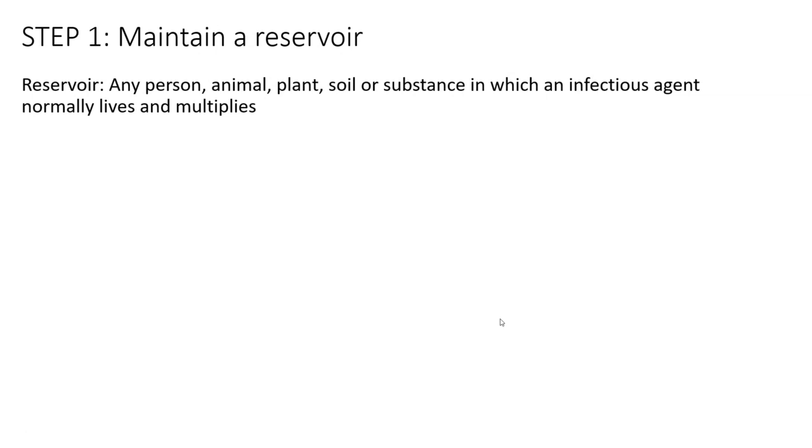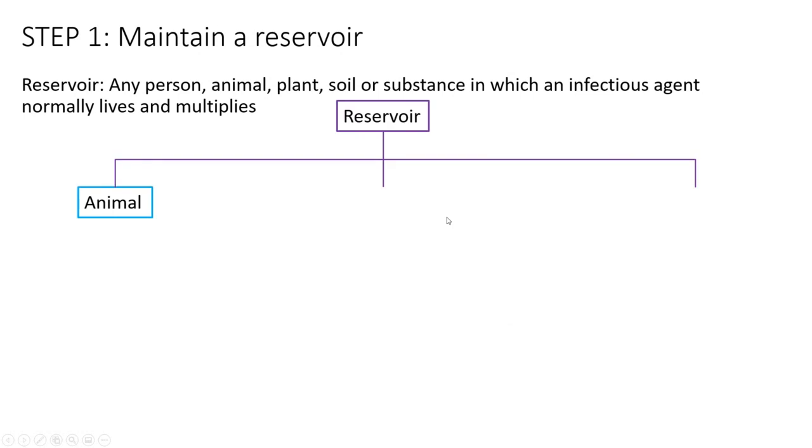Okay, they don't cause a diseased state in their reservoir. Okay, they do that in a host. So at this point, this is where they're just naturally found when they're on their own. So there are 3 big categories of reservoirs.